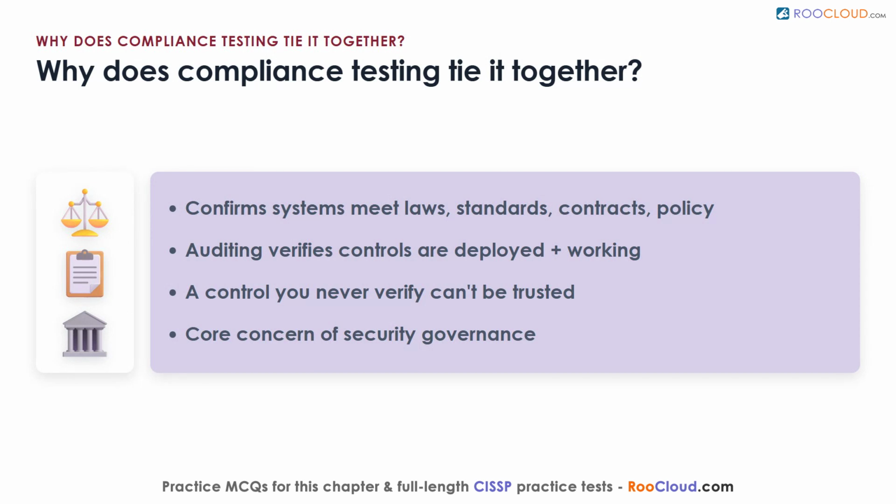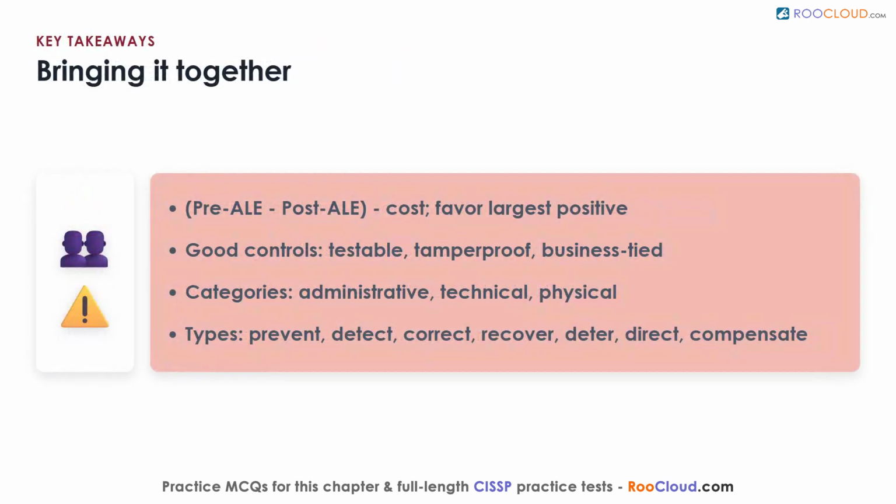Compliance is a core concern of security governance, and it shapes which risk responses you can defensively choose. So let's bring it together. You justify a safeguard by comparing pre- and post-annual loss expectancy against its annual cost, then favouring the largest positive value. Beyond math, a good countermeasure is testable, tamper-proof, and tied to a real business need.